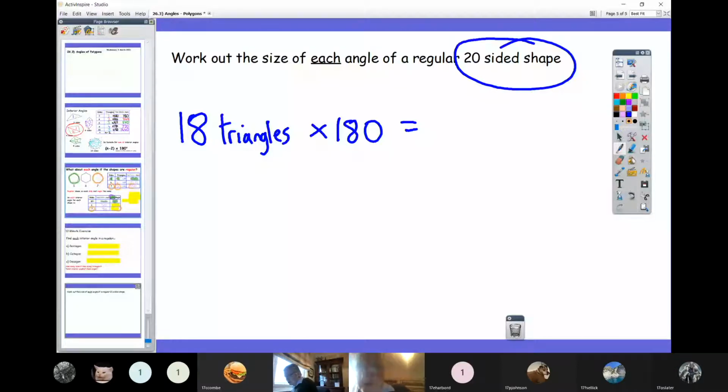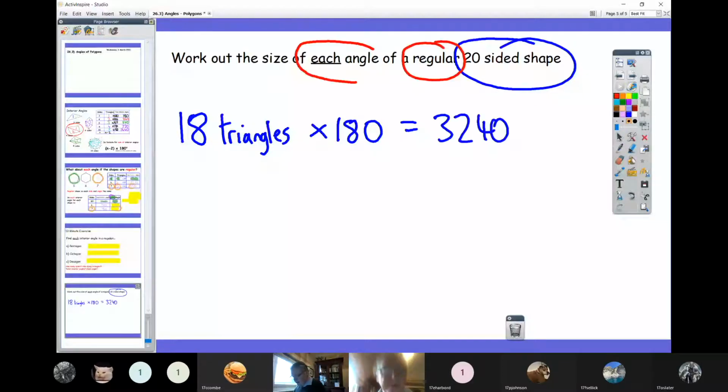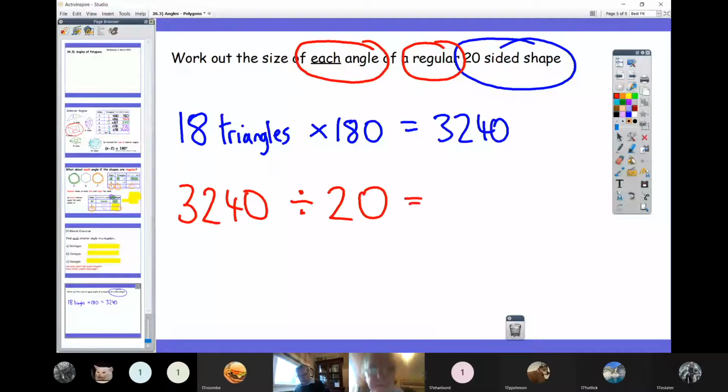Now, I am being told that this is a regular shape, and I'm being asked to work out what each angle is, not the total angles, each angle. So I take my 3240 and I divide by the number of sides, because the number of sides is the same as the number of angles. So I divide by 20, and 3240 divided by 20 is 162, and that would be my final answer.